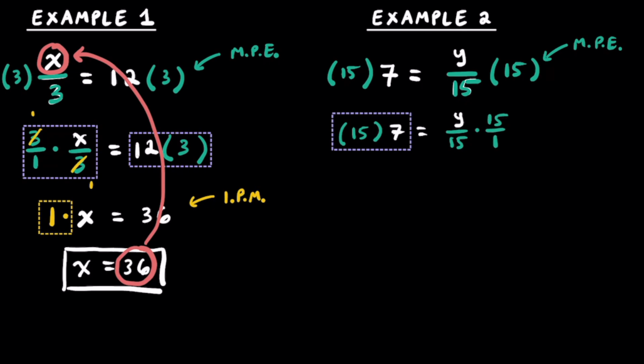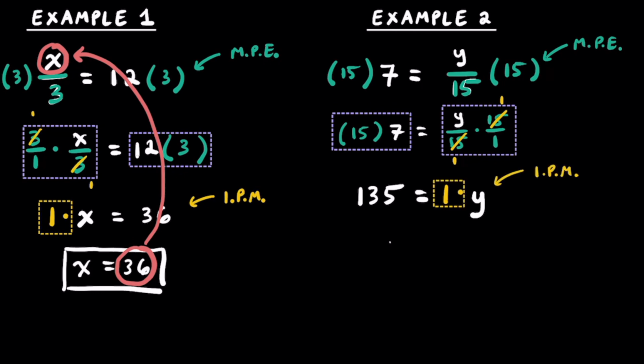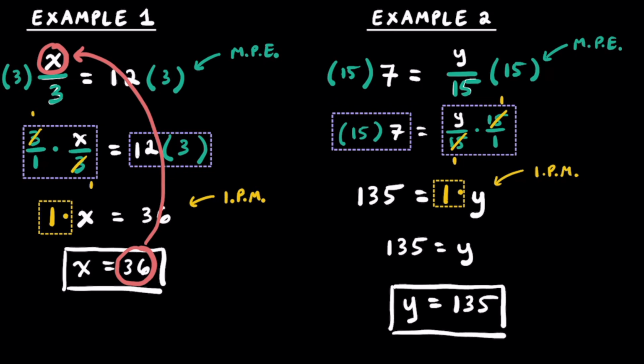On the left, 15 times 7 is going to be 135, so go ahead and write that. And on the right side, these 15's are going to cross-cancel with each other and become 1's, so we can just write 1 times y on the right side of the equation. We can go ahead and drop that 1 and write 135 is equal to y, or turn that around and say that the value of y is equal to 135. There's our solution. You can check this, but 135 substituted in for y, 135 divided by 15 does equal 7.